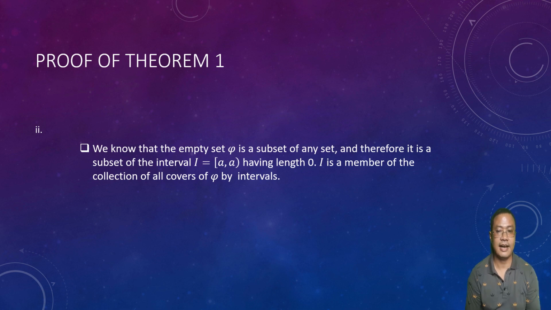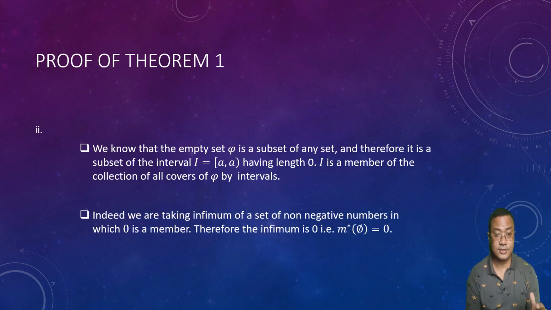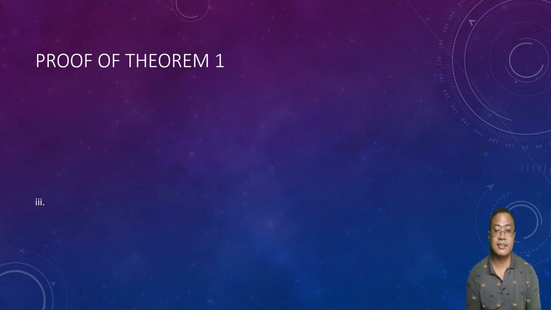So I is a member of the collection of all covers of phi by intervals. Okay, so this empty interval I is also a member of the collection of covers of phi. All right, but its length is 0. Indeed, we are taking the infimum of a set of non-negative numbers in which 0 is a member. So therefore 0 will be the infimum. Okay, so the infimum is 0, therefore the outer measure of phi is equal to 0.